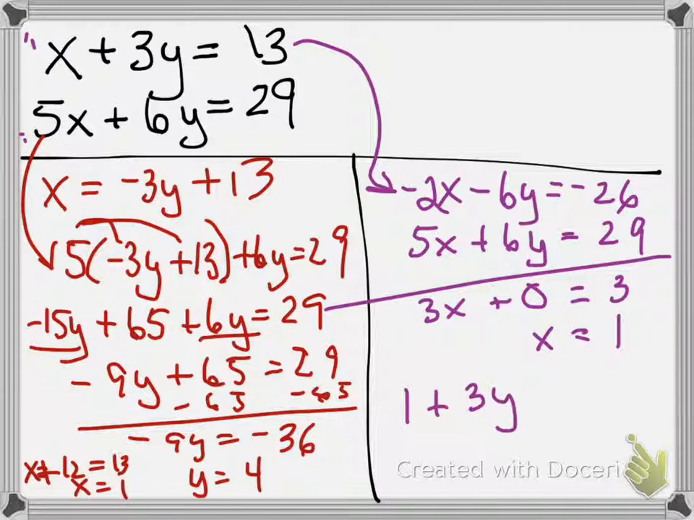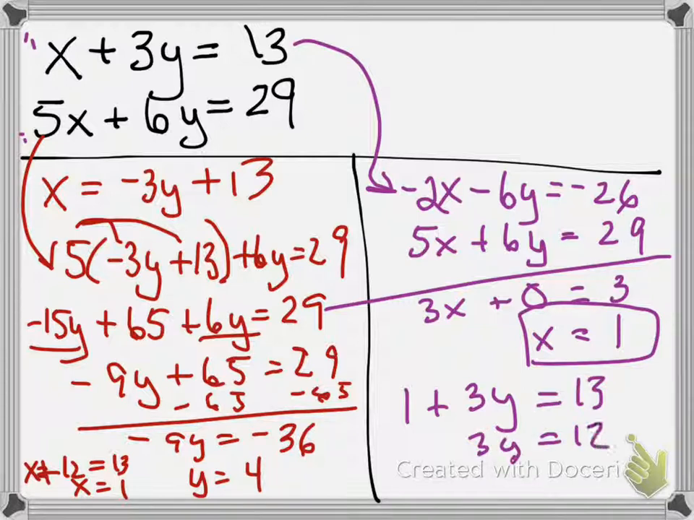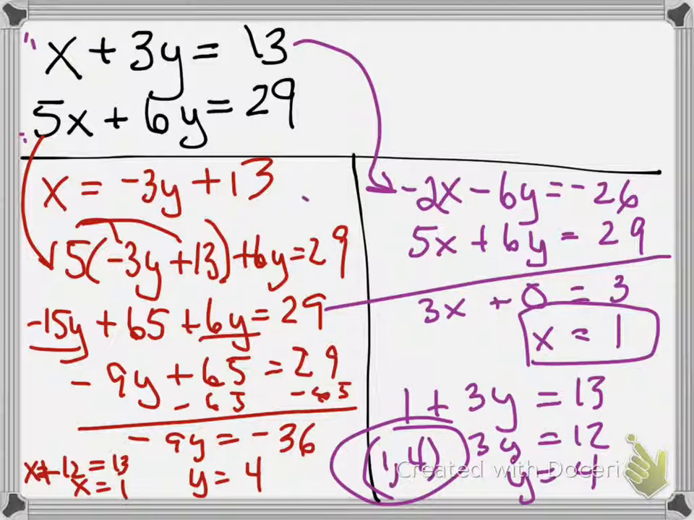So we know x plus 3y, or 1 plus 3y, because now we know that x equals 1, equals 13. Subtract 1 from both sides, 3y would equal 12. Therefore, y would equal 4. In both examples, we found that x is 1 and y is 4. So you're going to get the same answer whether you use the substitution or the elimination method. It's just kind of what occurs to you first, what works. And you might be doing it different from the person next to you, and that's okay.